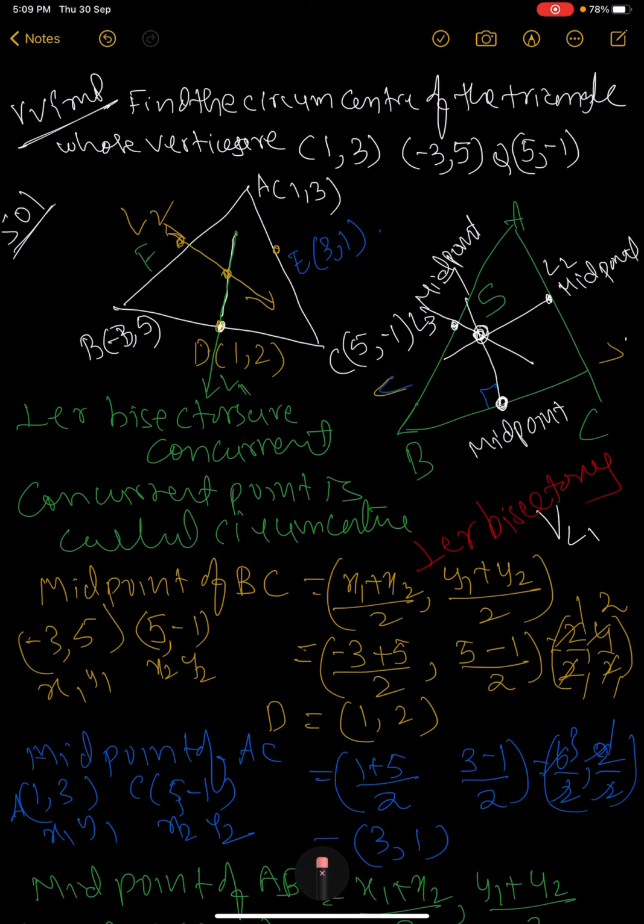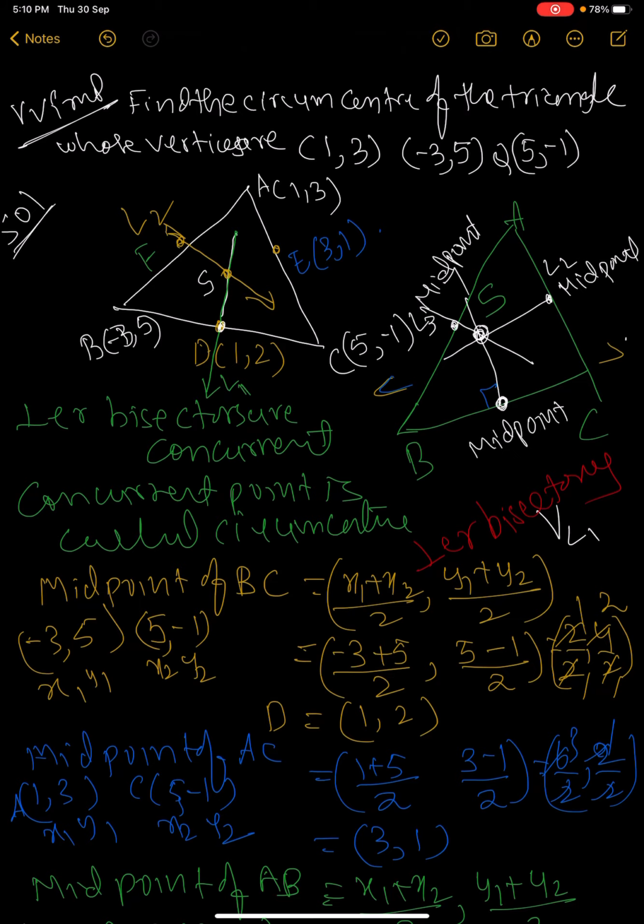Here D is the midpoint of BC, F is the midpoint of AB, and E is the midpoint of AC. The line L1 passes through the midpoint of BC and is perpendicular to BC, and the line L2 passes through the midpoint F of AB and is perpendicular to AB. These two perpendicular bisectors intersect at a particular point. That point is called S, the circumcenter. Our task is to find the value of S.